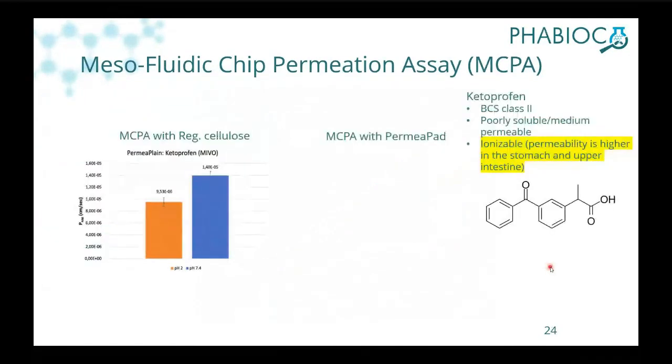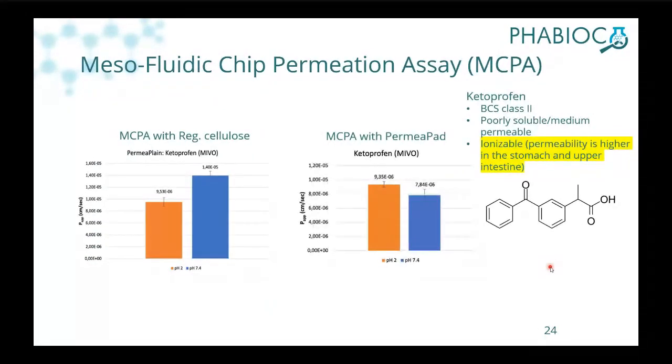On the other hand, with the same apparatus, we also demonstrated, for example, the inability of regenerated cellulose to be used for a pH gradient experiment. We demonstrated this utilizing ketoprofen, that is a BCS class 2 drug, which is poorly soluble, but its solubility is dependent on the pH. But of course, not only the solubility, also the permeability is dependent on the pH, because the compound, in theory, should be more permeable in acidic pH, because in this case it's not ionized.